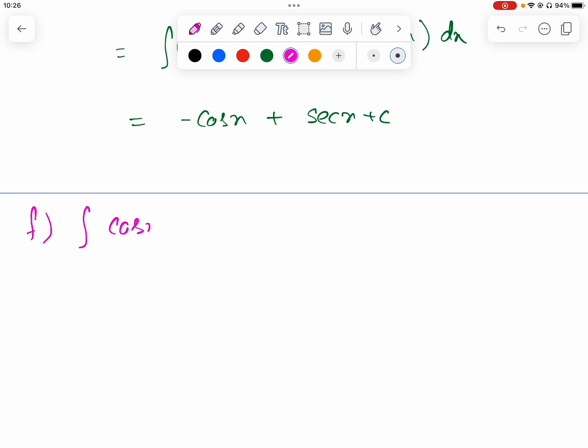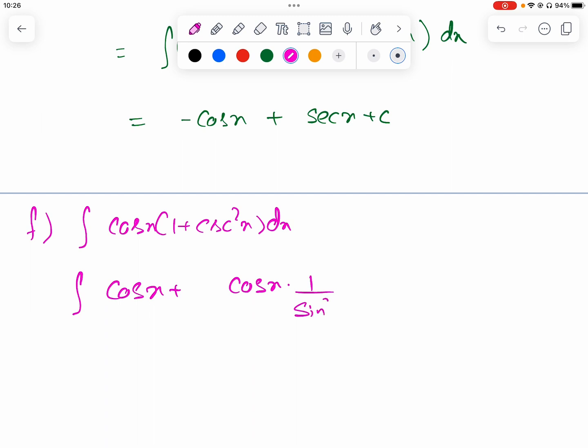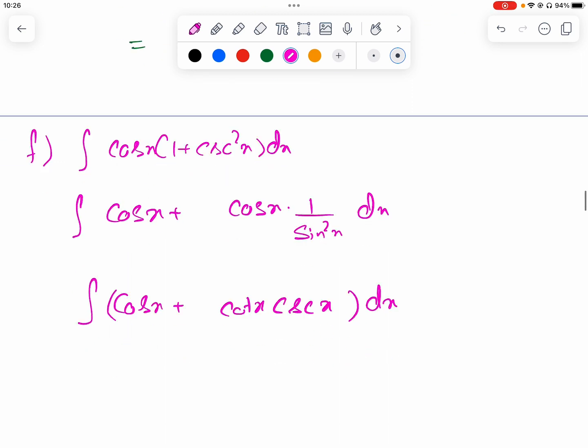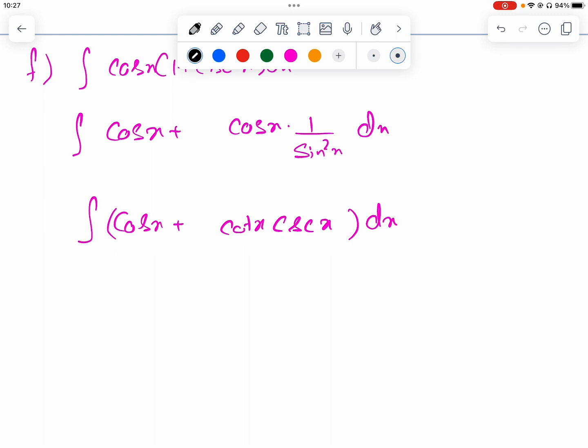Integral of cos x times (1 plus cosecant square x) dx. So cos x times 1 is cos x, then cos x times cosecant square x, where cosecant square x is 1 upon sin square x, dx. So what does that become? Integral of cos x plus cos upon sin will become cot x, and another 1 upon sin x will become cosecant x. Now, what is the integral of cos x? Sin x, and the integral of cosecant x cot x is minus cosecant x plus c.